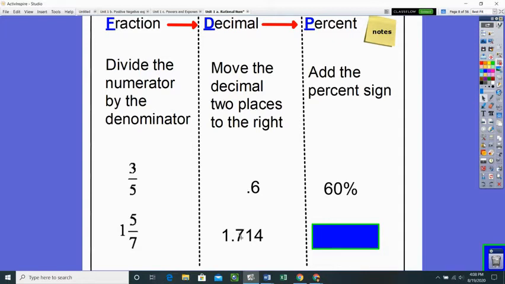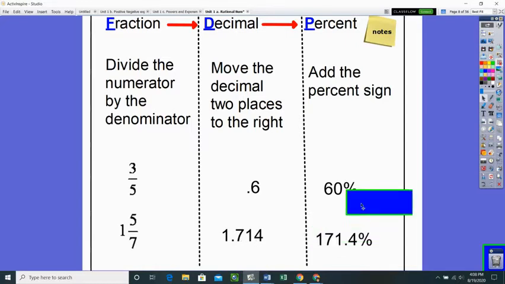Now to make a percent, you're going to move that decimal 2 places to make it larger. So 2 places to the right, and then add a percent sign. And as we enter into 7th and 8th grade, you do keep a decimal at least on your percents to be more descriptive and more precise.